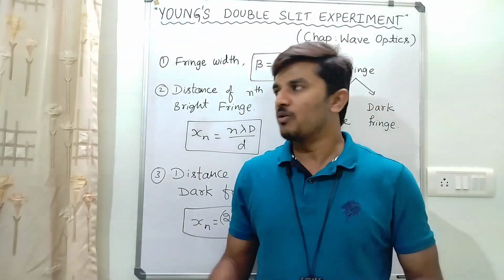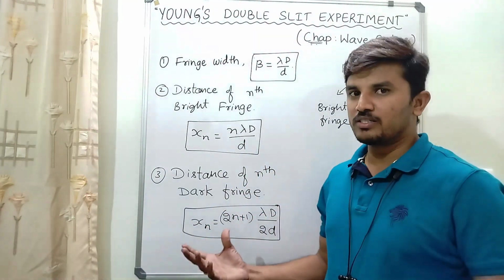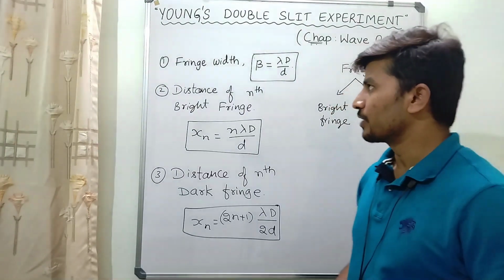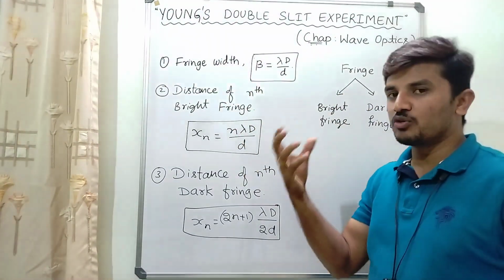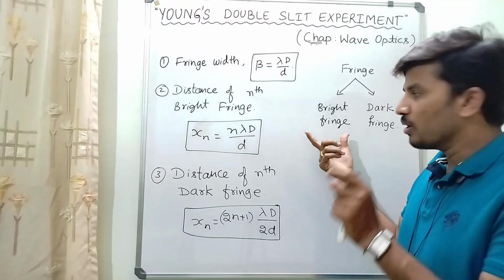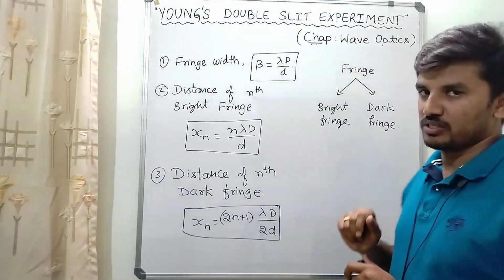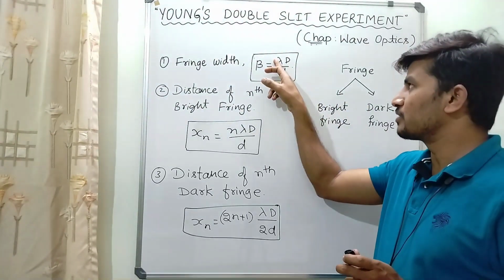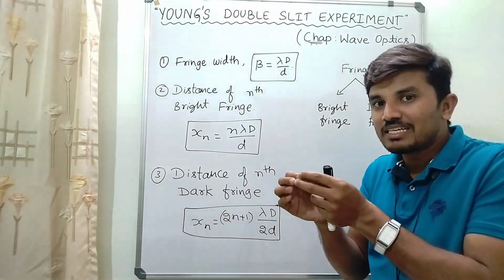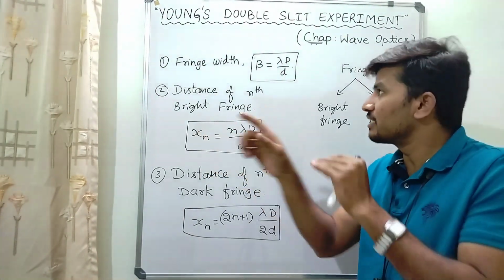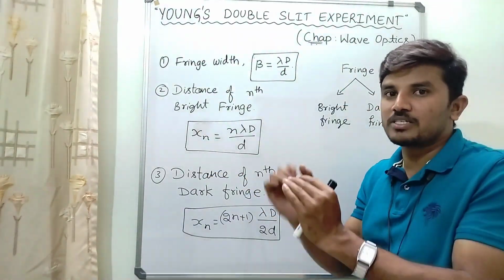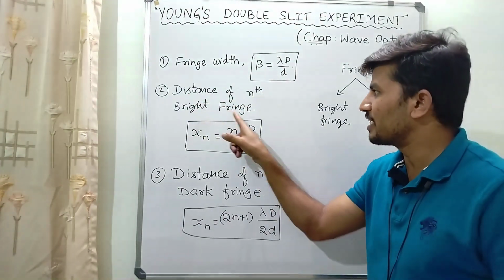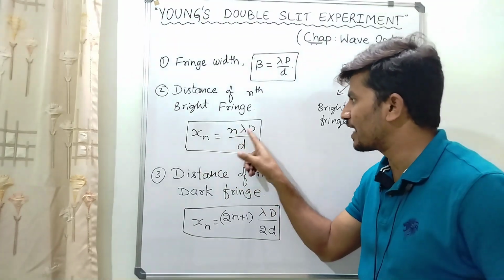Okay, dear students, now I have written all the formulae which are required to solve the numericals on the concept of Young's double slit experiment. Here the fringe width is calculated. It could be between two bright fringes or two dark fringes, so the formula is the same. Beta is equal to lambda D by d, where lambda is the wavelength of light, capital D is the separation between slits and the screen, and small d is the slit separation, the separation between two slits. Then the distance of the nth bright fringe is given by xn is equal to n lambda D by d.